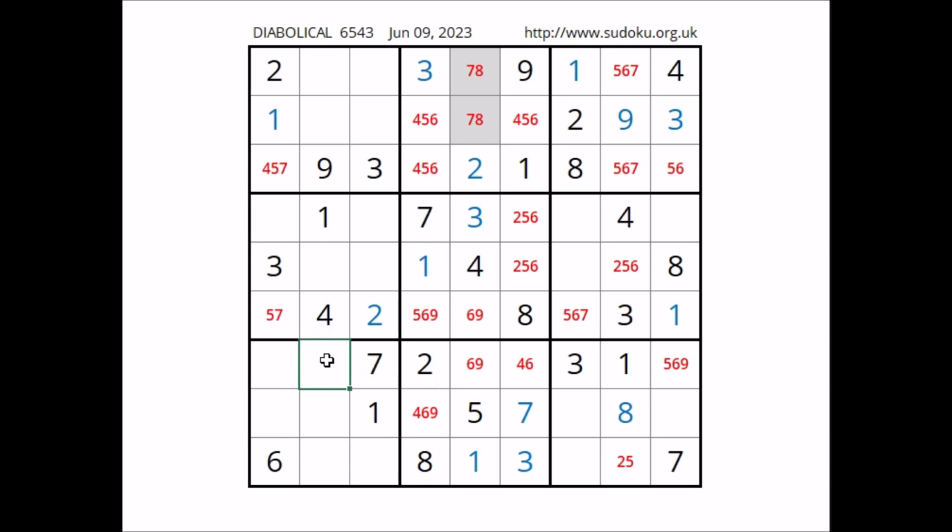Look, we have 4 in this column, 6 in this sector, 9 in this column, in this place 5 and 8 are the options, okay? And we have 6 here in this sector, in this place can be 4, can be 5, 8 and 9, okay? 4, 5, 8 and 9 here.